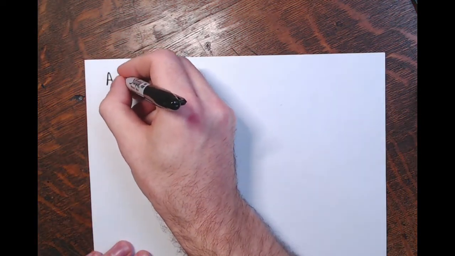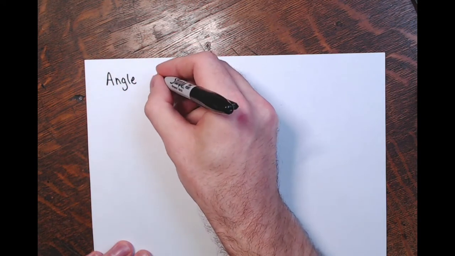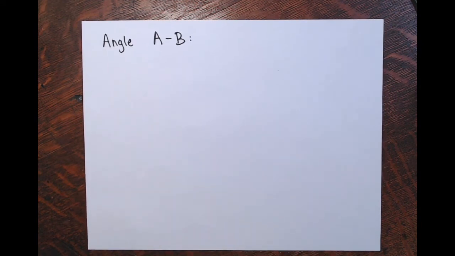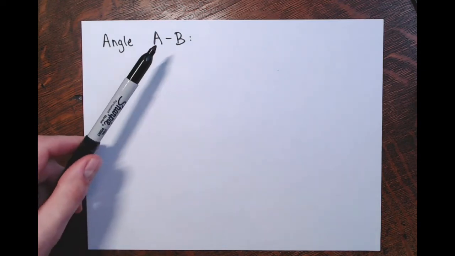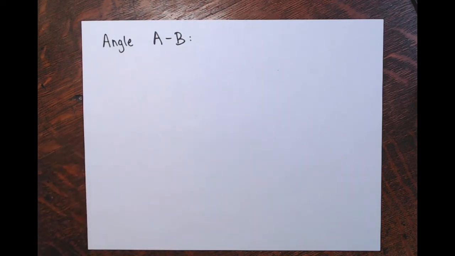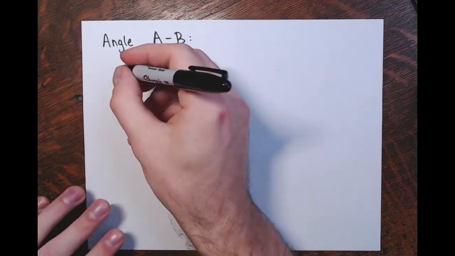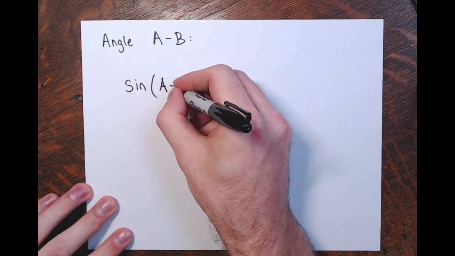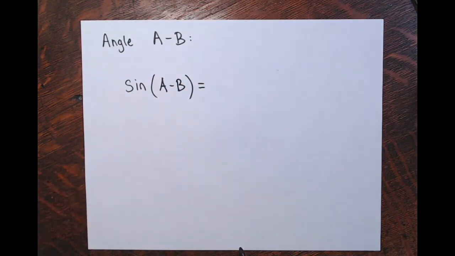Now we're looking at angle A minus B. Now I don't know how big A was. I don't know how big B was, so I don't know how big A minus B is. But using the information about angle A and the information about angle B that I've drawn, I can tell you what the sine of this angle will be. I don't know how big it is, but I can tell you we can find the sine of angle A minus B. And this is using our difference formula.